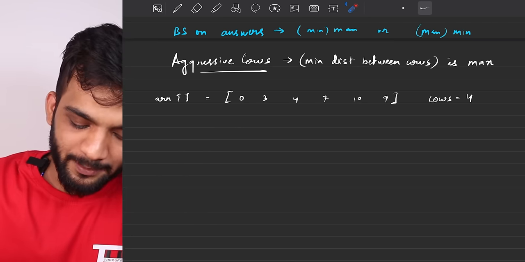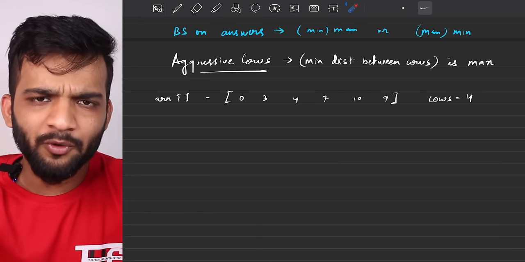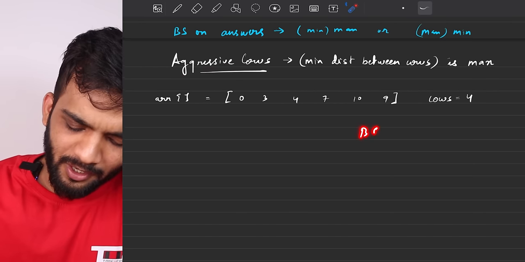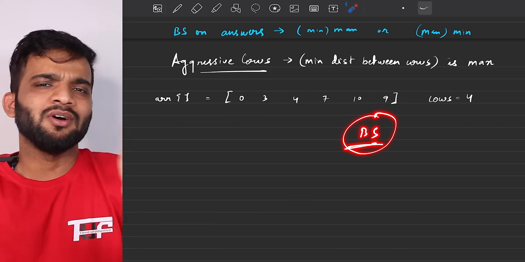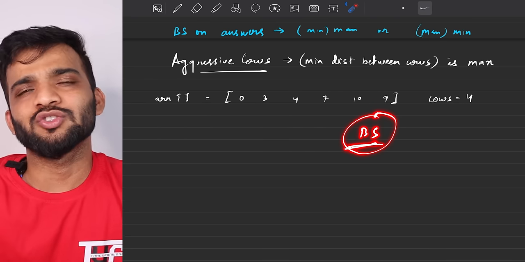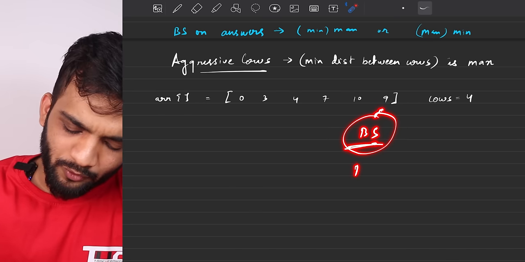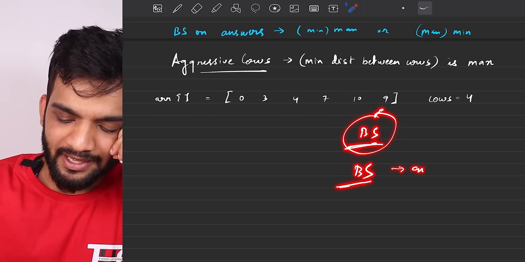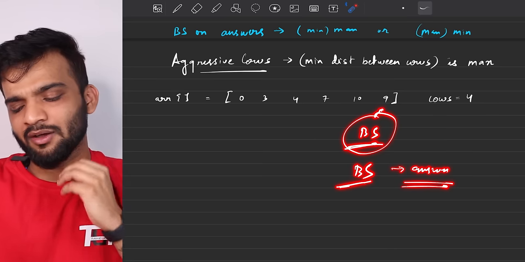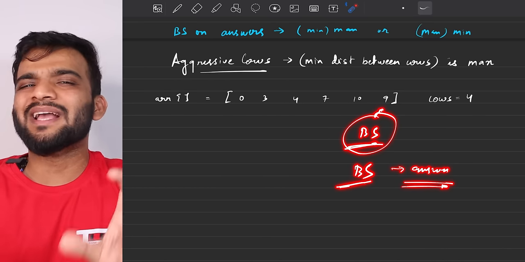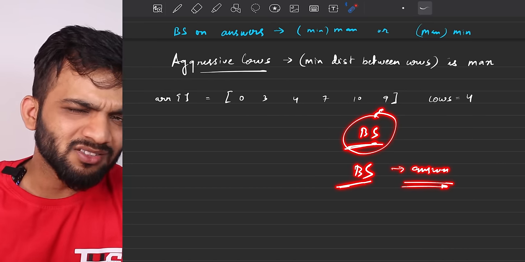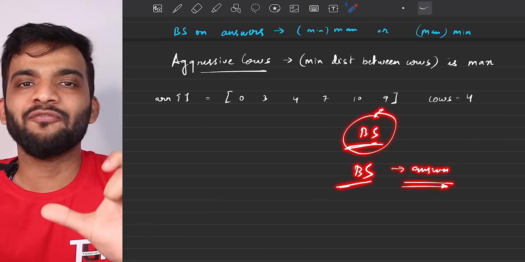So today's problem will be aggressive cows. But before moving on to the problem, I have covered binary search on 1D arrays, where we did binary search on sorted arrays, rotated sorted arrays, and similar problems. And then we moved on to binary search on answers, where most of the problems were find the minimum of something or find the maximum of something.